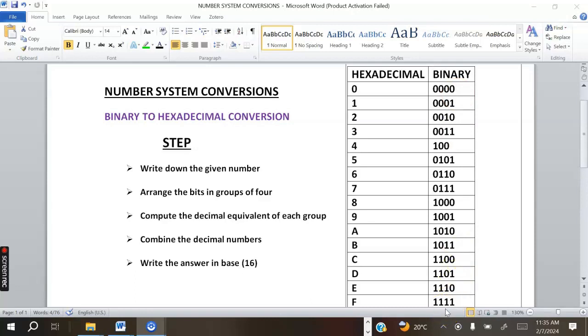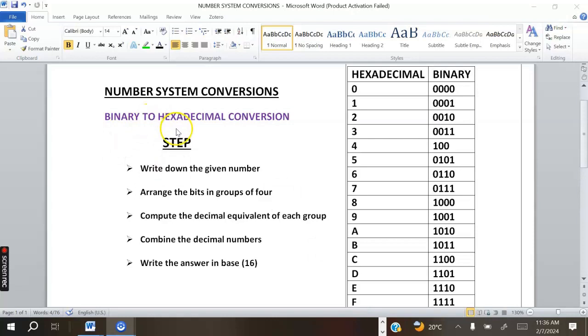While the hexadecimal system is a combination of decimal numbers as well as letters. For the decimal numbers, they start from 0 all the way to 9, while the letters start from number 10, which is represented by A, number 11 represented by B, all the way to number 15, which is represented by letter F.